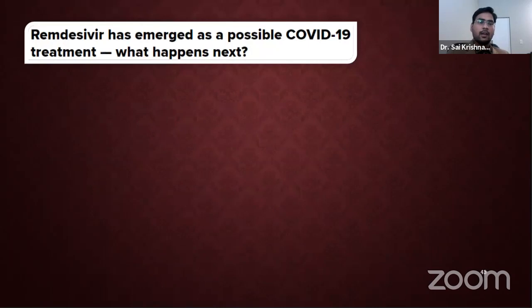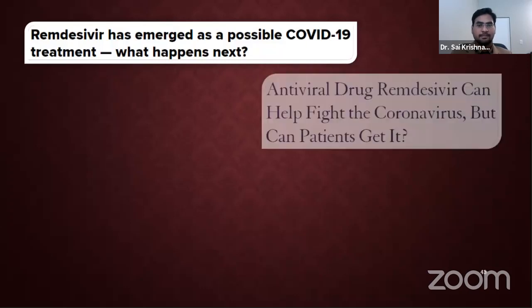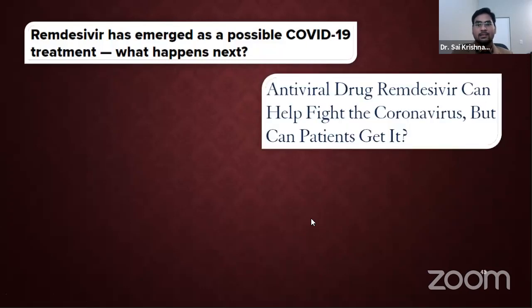Let's move on to the other fascinating drug, which is under investigation for potential COVID-19 treatment, that is remdesivir. Basically, it's an antiviral drug, and these are the headlines from well-known newspapers and blogs. It says remdesivir has emerged as a possible and potential COVID-19 treatment. What happens next? And the other headline is as follows. It says antiviral drug remdesivir can help fight the coronavirus, but can patients get it?